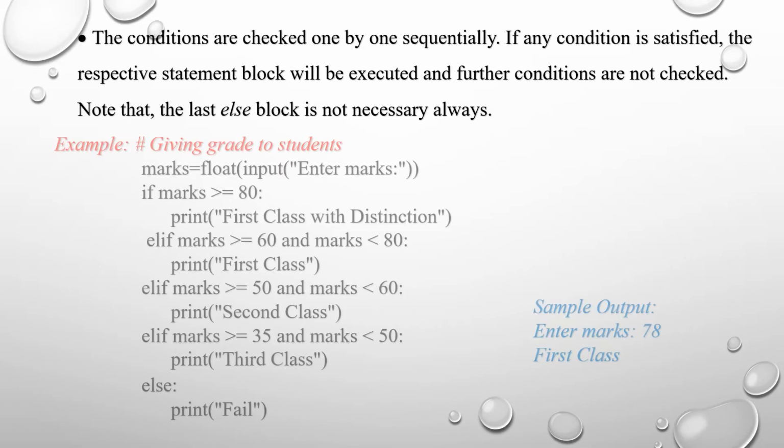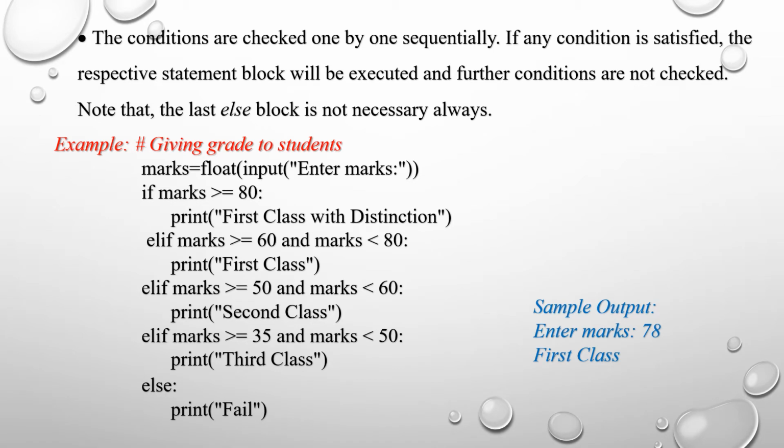Let's consider one example. This code gives the student grade point if we enter the student marks. For example, marks is equal to float of input, enter marks. Float converts the marks into float values. Here marks is the variable name and here we declare input. If you declare input, the Python interpreter asks the user for input.